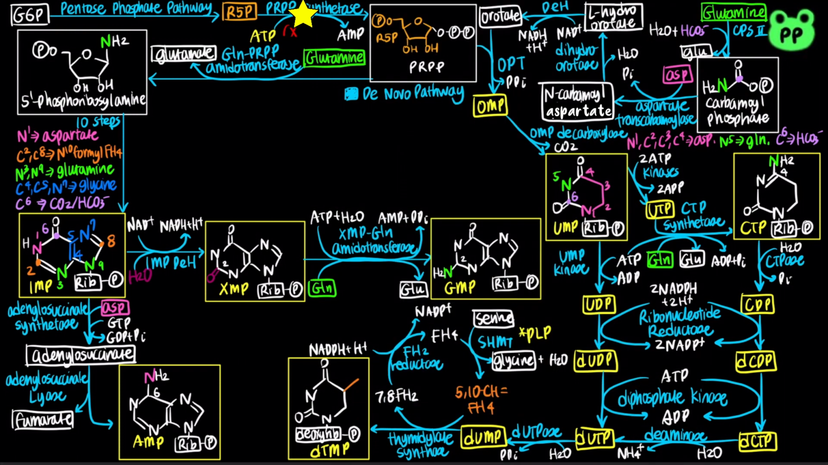PRPP synthetase is inhibited by ADP. Glutamine PRPP aminotransferase is inhibited by all 3 purine nucleotides, including IMP, GMP, and AMP. And adenylosuccinate synthetase is inhibited by AMP. For pyrimidine biosynthesis, CPS2 is inhibited by UTP and activated by PRPP, while aspartate transcarbamylase is inhibited by CTP.